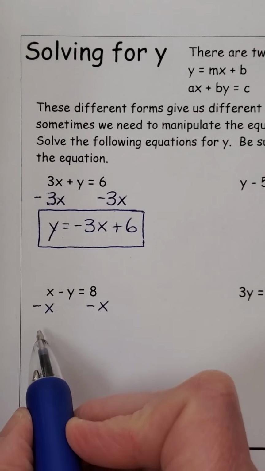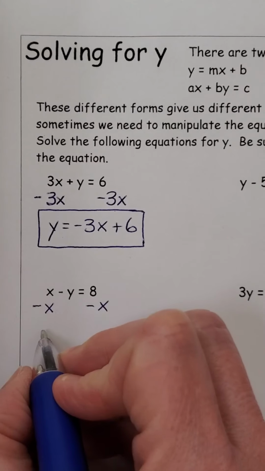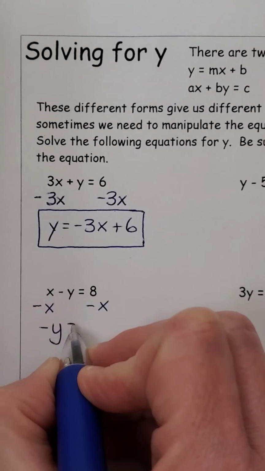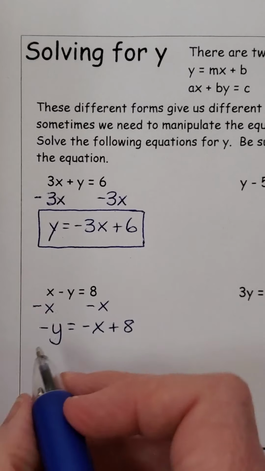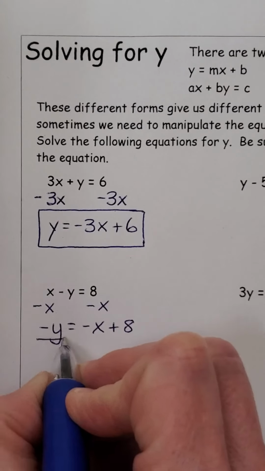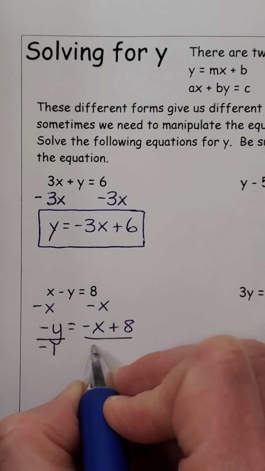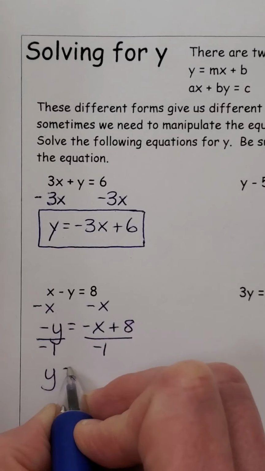Of course, x minus x gives us 0, but watch out for that negative sign. How do we get rid of that? Notice I'm writing the x term first after the equal sign. Well, we divide everything by -1.